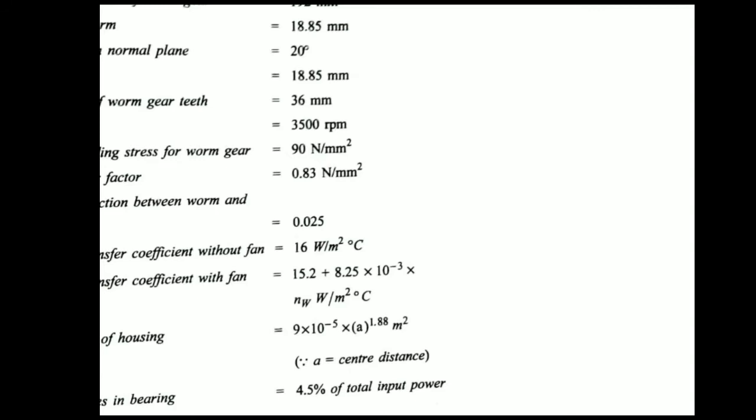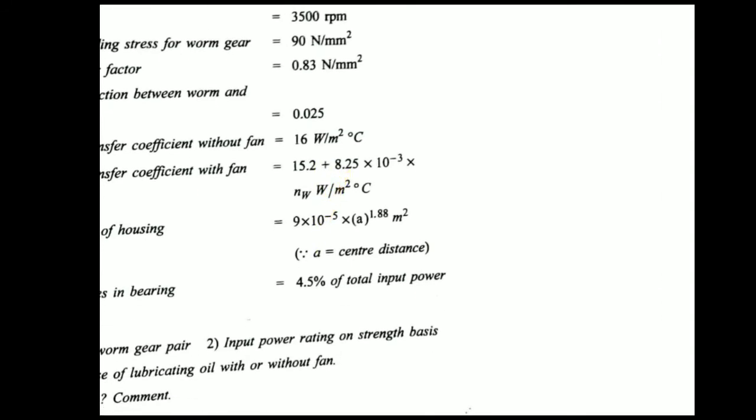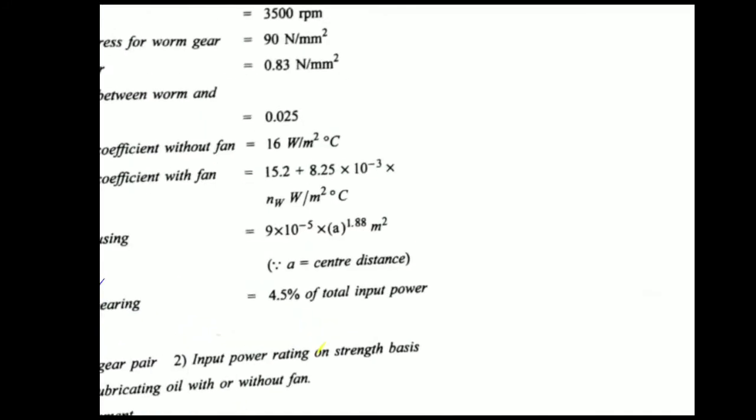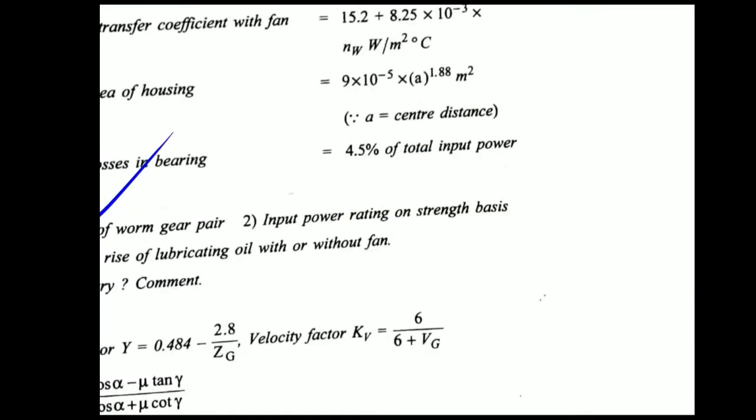Frictional losses in the bearing are 4.5% of the total input power. So we need to consider this frictional loss while calculating the power. Determine the dimensions of the worm gear, the input power rating, that is PI, and the temperature rise in lubricating oil without fan. So for without fan, we have to use the terminology from the given data. And is a fan necessary? We need to give the comment.